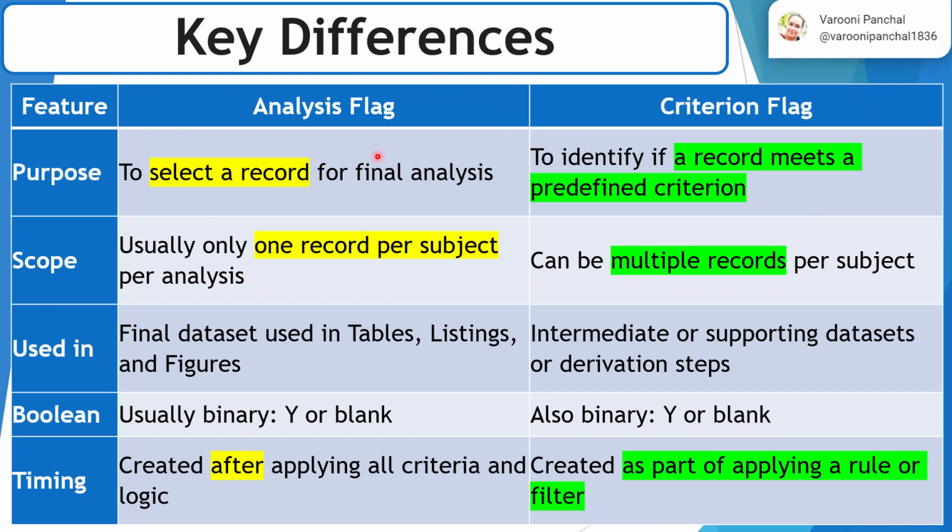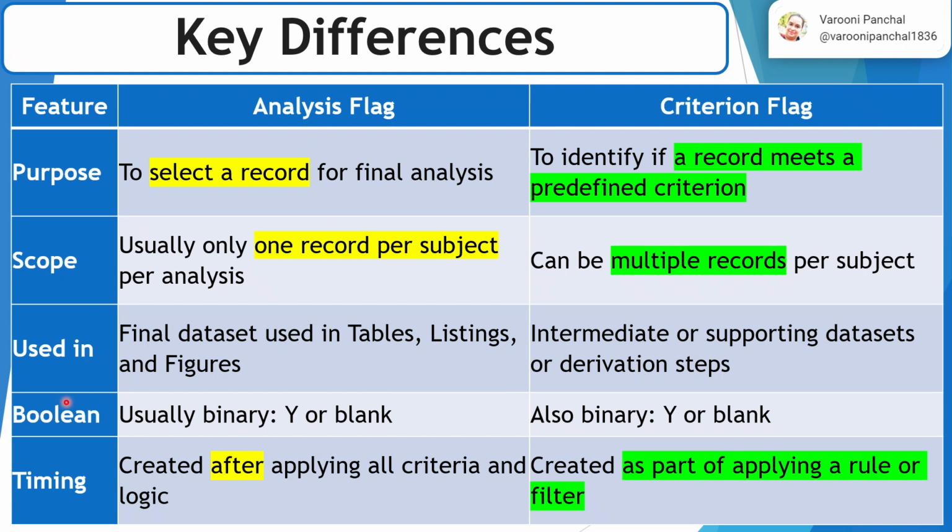The scope of the analysis flag is usually only one record per subject per analysis. Like I said earlier, I want to check how many patients got the first response. That is my analysis, so I am subsetting or doing the analysis for all those patients who have got the first response. The criterion flag can be multiple records per subject. For example, if I'm assigning male, that male index will apply to the multiple records for each subject.